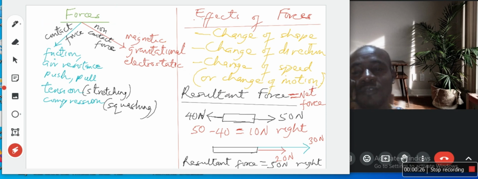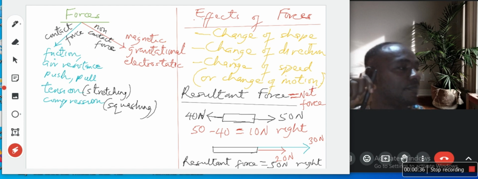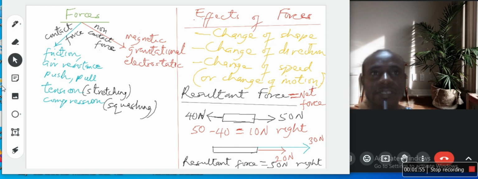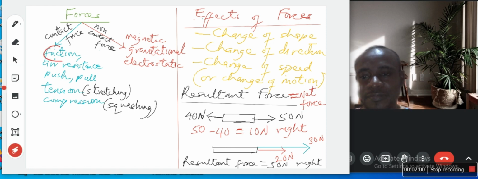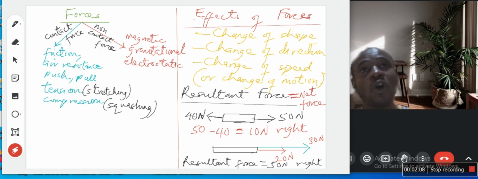Forces. We have two types of forces. There's contact force. There's non-contact force. Contact: two objects must touch. So you have friction, air resistance, push, pull, tension, and compression. All of these forces require two objects touching.